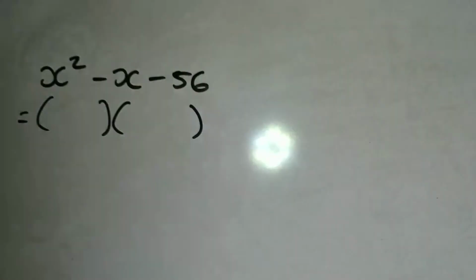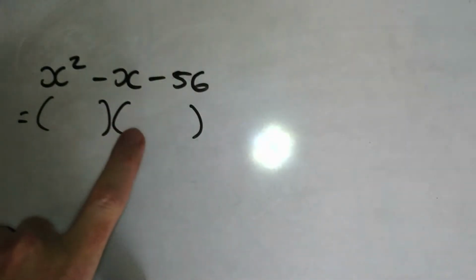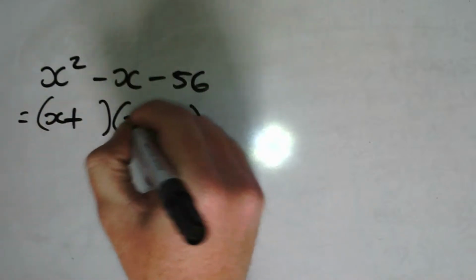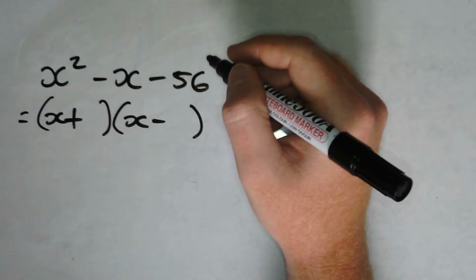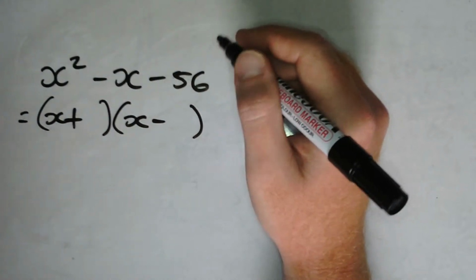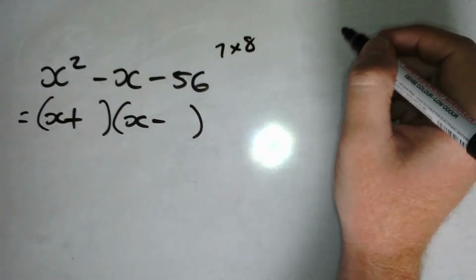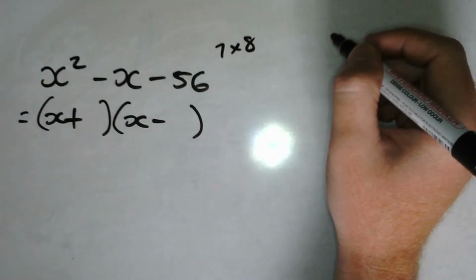So two brackets, obviously. First thing that you need to look at, you'll see that there's a negative at the back here, which means my bracket should have a positive and a negative. Okay, positive, negative. We've got x and x. And now we need to go and look for the factors of 56. So if you look for the factors of 56, you will pick up that 8 and 7. So 7 times 8 in this regard will be the suitable factors that we are going to use.